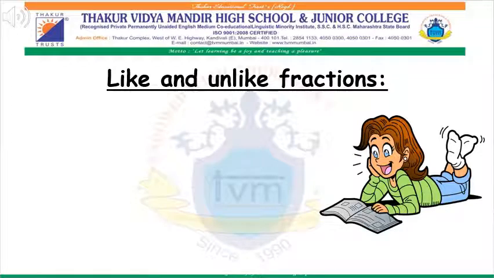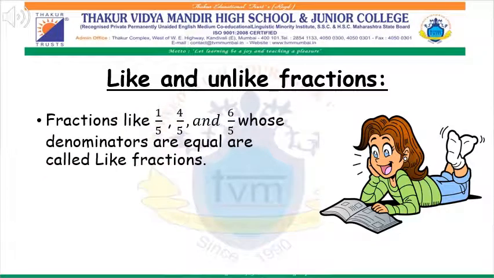There are many different types of fractions. One of them are like and unlike fractions. If the fractions like 1 by 5, 4 by 5, 6 by 5, here you can see that the denominators of all these fractions are equal. That is, 5 is there in the denominator. Such type of fractions are called like fractions.